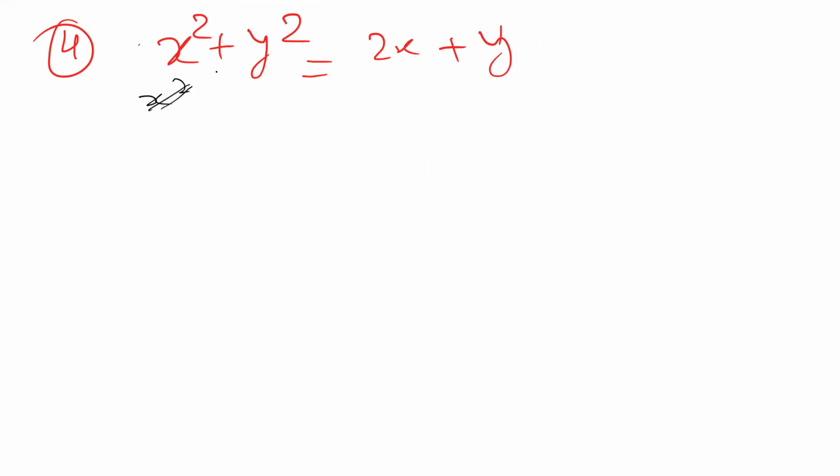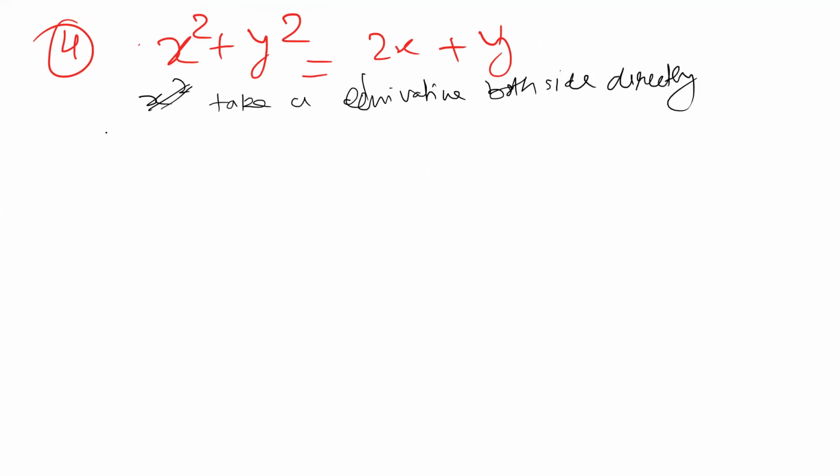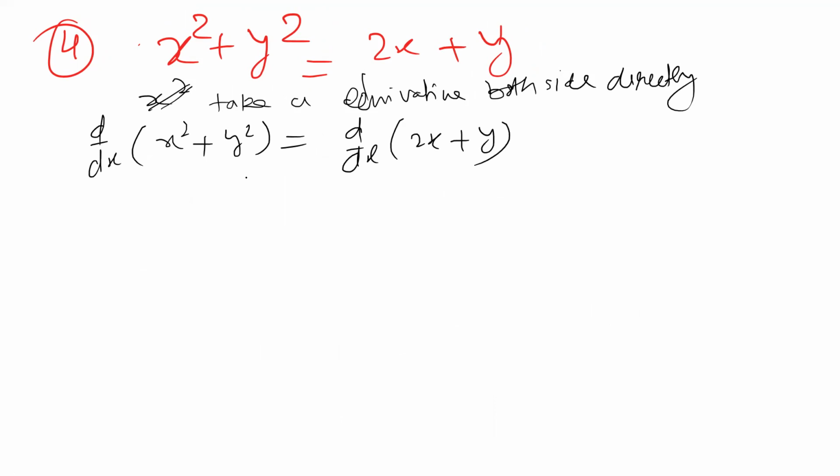And you know here we can easily understand that the given function is an implicit function. We cannot express it into an explicit function, so take a derivative directly. Take a derivative on both sides directly. Okay. d by dx of x square plus y square equal to 2x plus y. Okay.